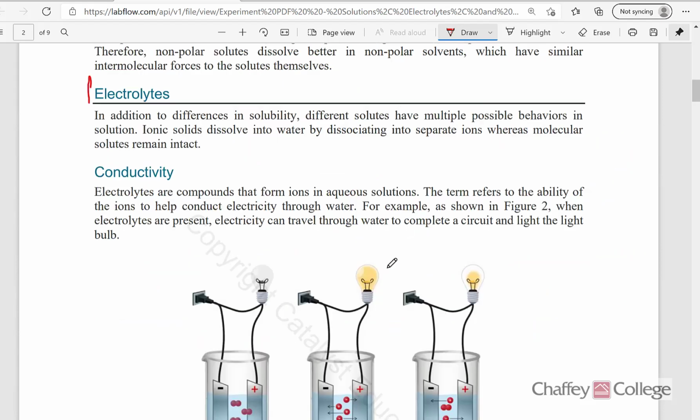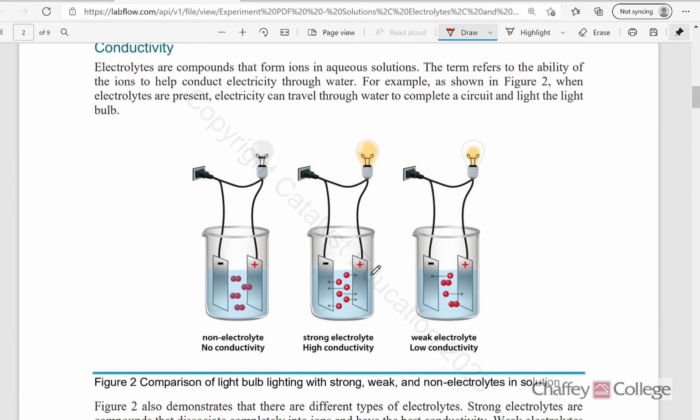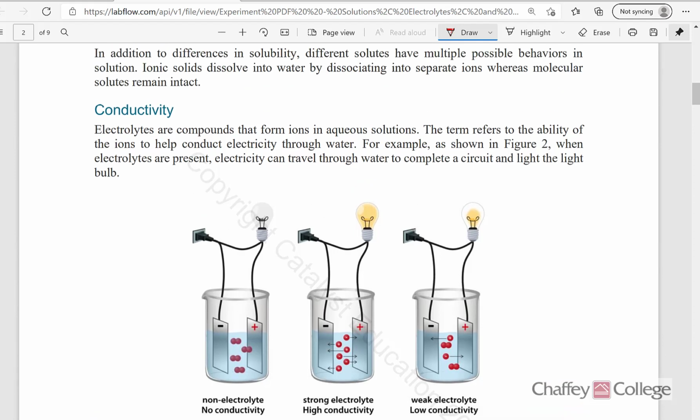The second part of this lab is about electrolytes. Ionic compounds, when dissolved in water, break down into individual ions. And these ions, when they are present in water, conduct electricity through the solvent, or through water. Because of this property, because they conduct electricity, solutions of ionic compounds are known as electrolyte solutions.